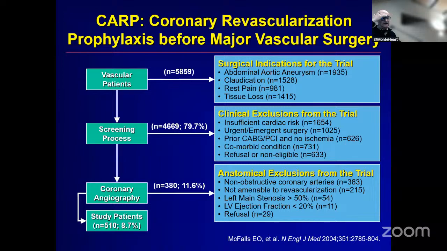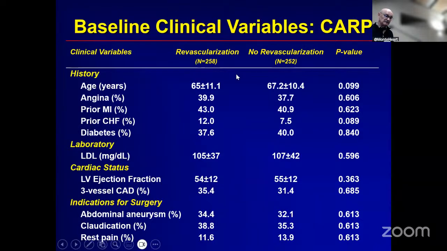This was studied, and I love the fly fish. So any study named after a fish, I'm going to love. So the CARP is the Coronary Artery Revascularization Prophylaxis trial. And this is veterans who had coronary disease. They were being screened before vascular surgery. They had to have stable ischemic heart disease. And it led to a study group of about 500. They excluded the left mains and the severe EF group. And they randomized them to getting their coronaries fixed or not before elective vascular surgery.